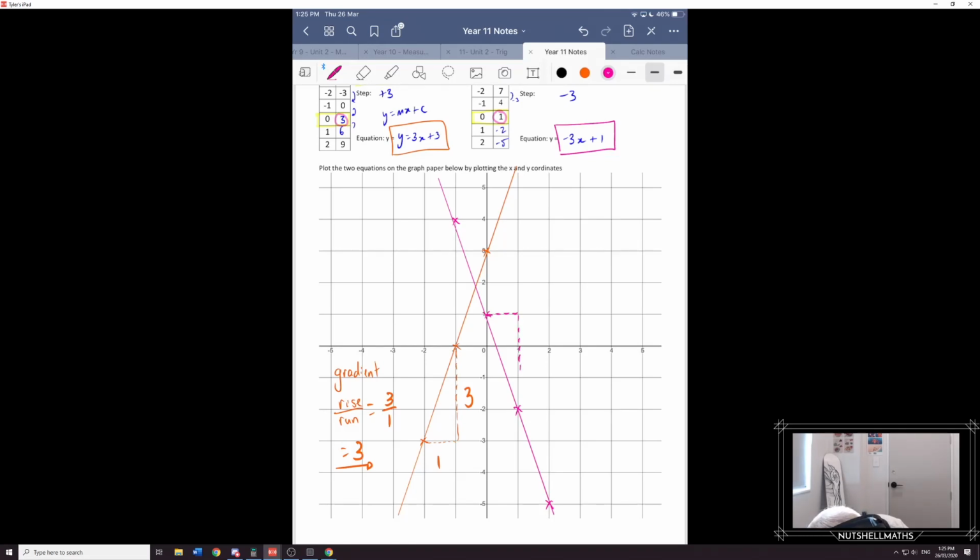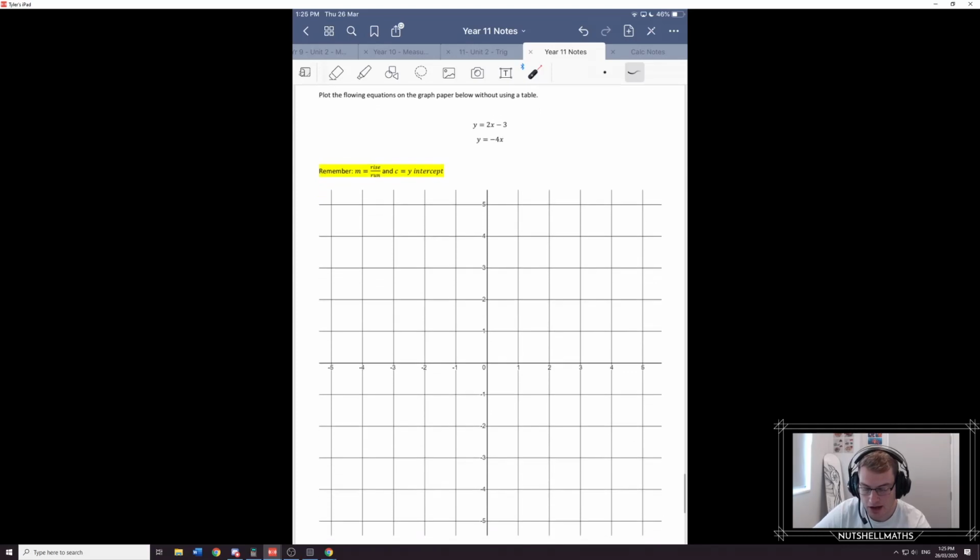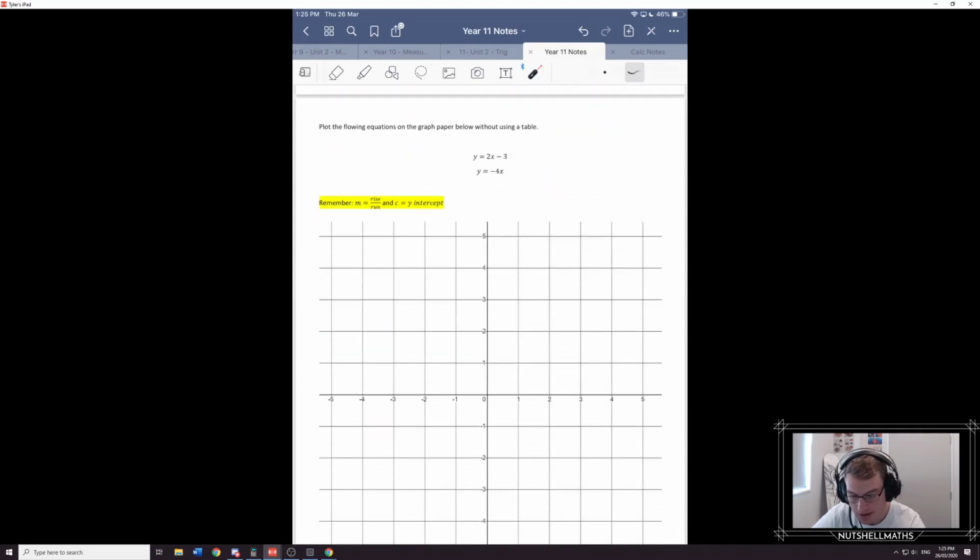Pick any 2 points. The run is 1, and the rise here is actually minus 3. So to do rise over run, we do minus 3 over 1, which equals minus 3. And we can see that we've found the gradient of minus 3, which matches the gradient of the equation. We'll ignore the y-intercept for now, because we ran out of space on that paper. Let's have a look at this, right?